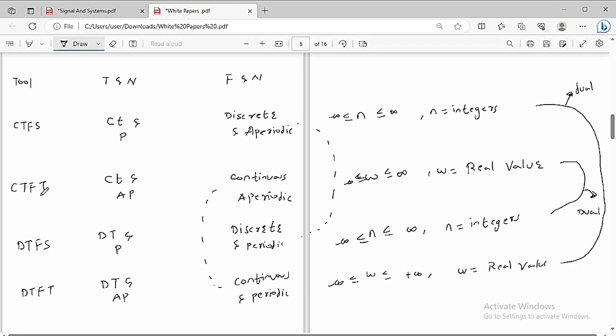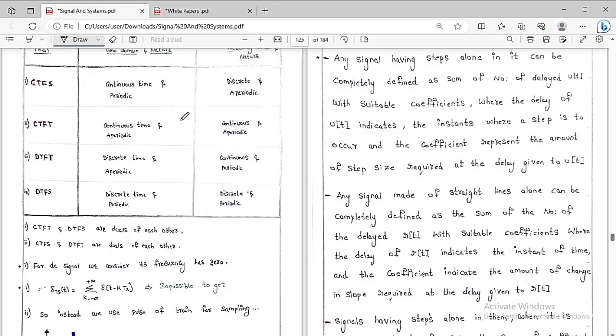So continuous time Fourier transform and discrete time Fourier series are duals of each other, and continuous time Fourier series and discrete time Fourier transform are also duals of each other. I have already shown you in the graph also.